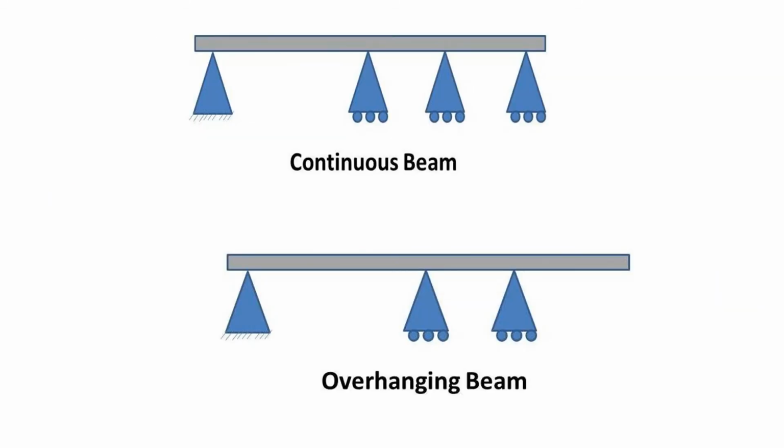Third one, continuous beam. When the beam continues over many supports, then that beam is called a continuous beam. Next one, overhanging beam. The beam whose one portion is simply supported and other portion is overhanging, that type of beam is called an overhanging beam.